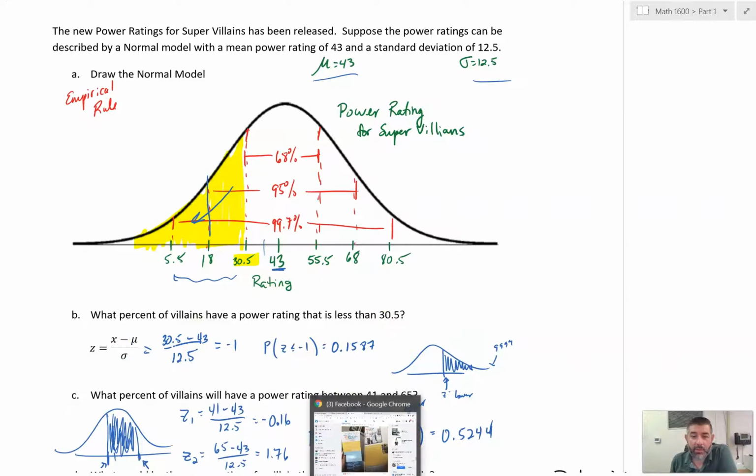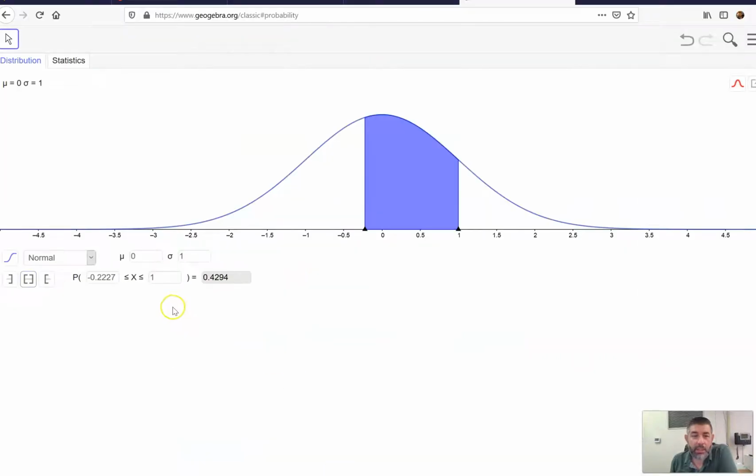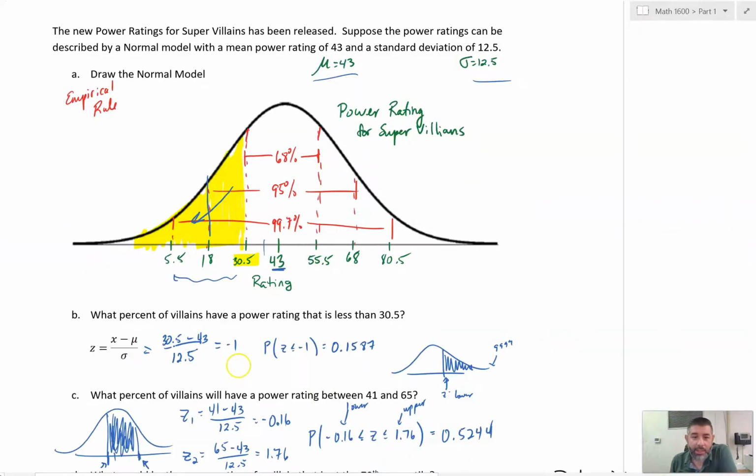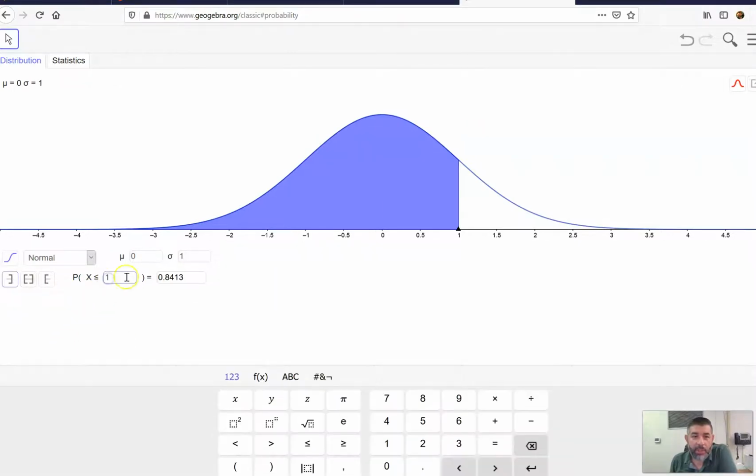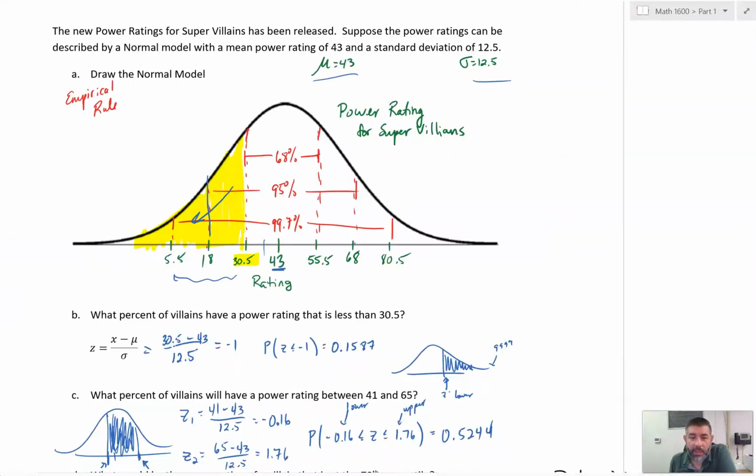What we could do is use our z-score. If we want to use the z-score that we calculated, which was -1, we're going to go less than, so we want all the area shaded in. We just put in -1 here, hit enter, and it gives us our percentage, 15.87% or 0.1587. That is what we got right here. So we can do it that way.